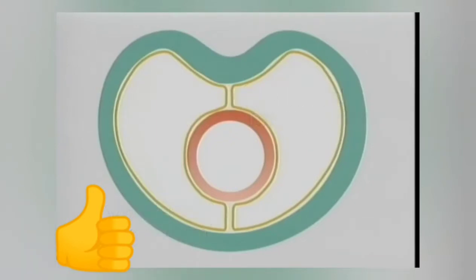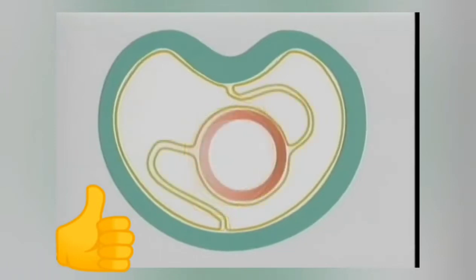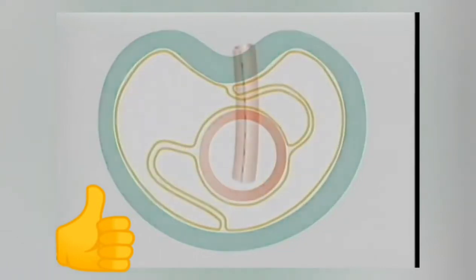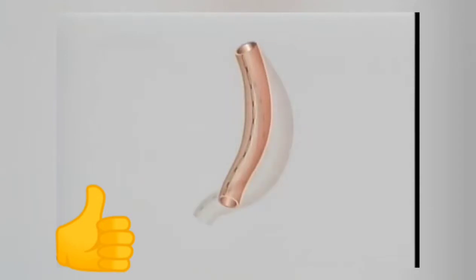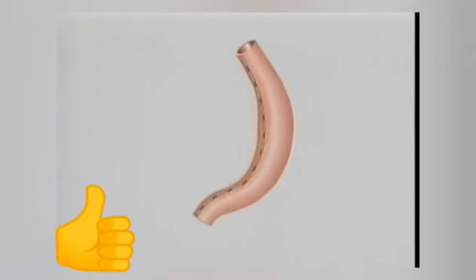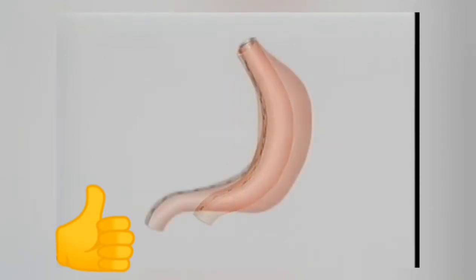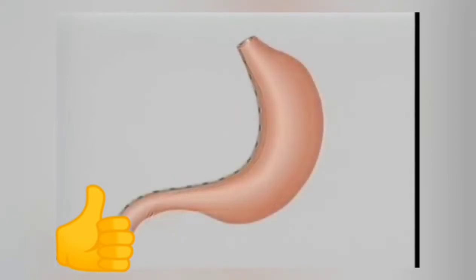As the foregut rotates, the dorsal and ventral mesogastrium rotate with it. The line of attachment of the ventral mesogastrium swings round to the right as the foregut develops. It ends up running along the lesser curve of the stomach and the top of the proximal duodenum.